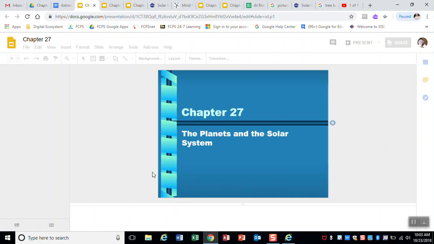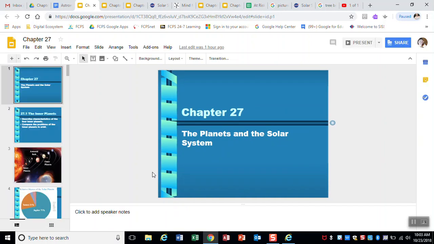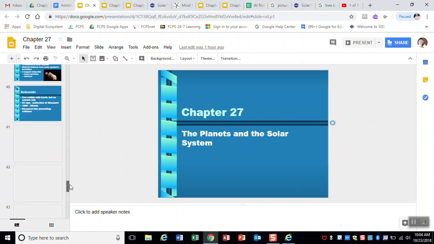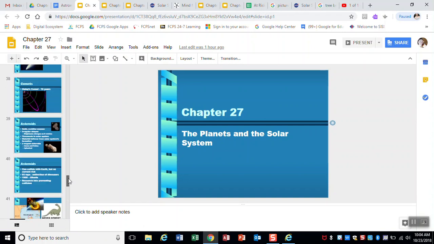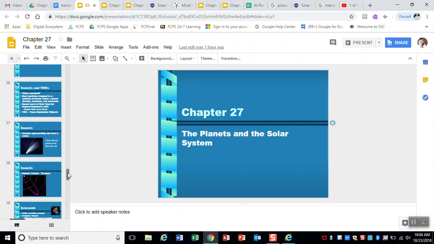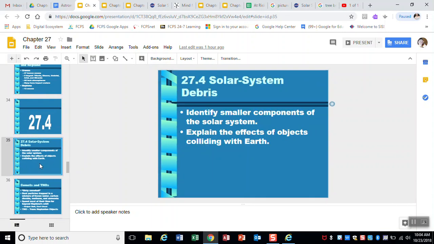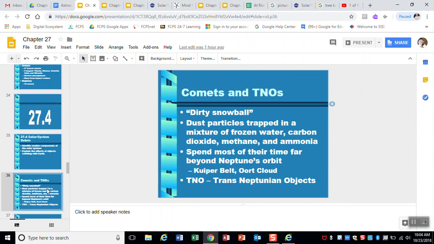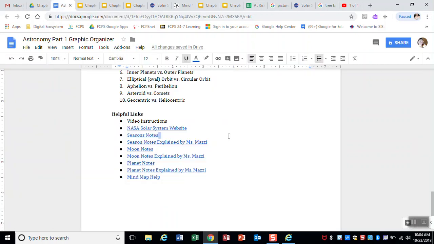I feel like most people are pretty good on the planets because of all the research projects that we did on it. But if you wanted to have something to reference, again, you could look at this. And then one thing that might be helpful to you that I think some students didn't get really strongly are what we would call solar system debris. So smaller components of the solar system, things like comets, asteroids, meteoroids. I'm making a video. So you might want to take a look at that. And I've also made a video explanation of those notes as well.